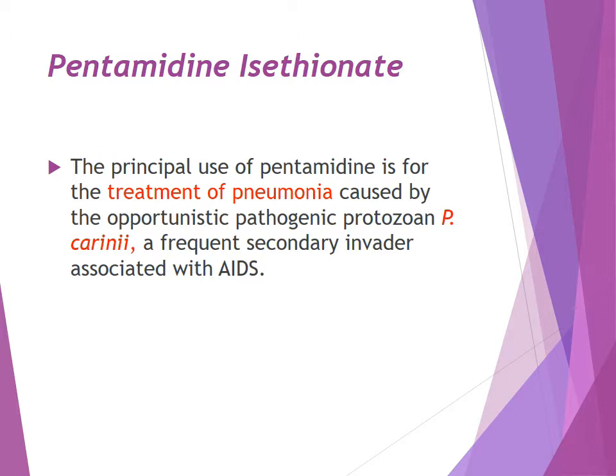Next, we have pentamidine isethionate. This one is used as an alternative drug for Pneumocystis carinii. Kasi nga, ang drug of choice for Pneumocystis carinii is your cotrimoxazole, brand name Bactrim.